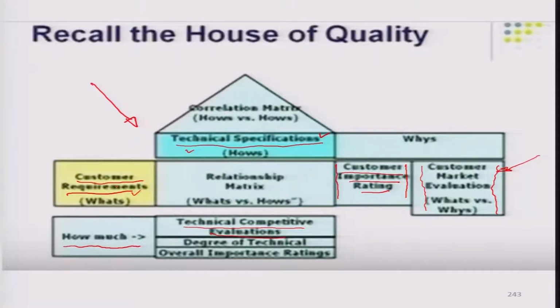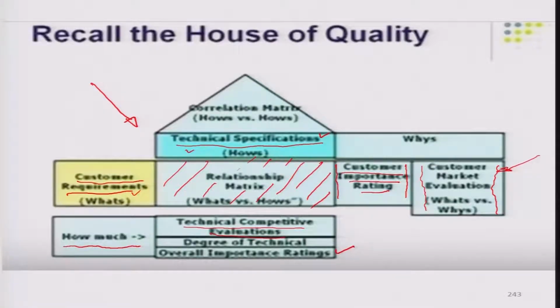And of course, the specifications are related to the requirements through this matrix right here, which is also the relationship matrix, which talks about what is strongly related and what is weakly related. Not all technical specs are important for all requirements, and there has to be some correlation rating, based on which one can think of the relationship between requirements and specifications. Then we also give some overall importance ratings in the how much about different technical specifications and how much they can be thought of to contribute to the whats, or the requirements.